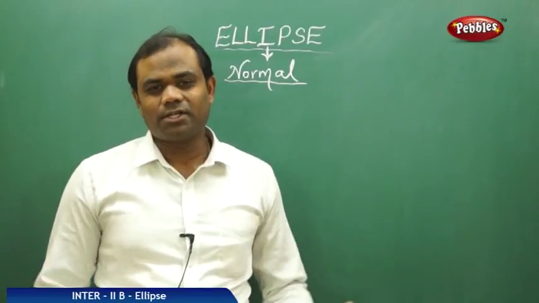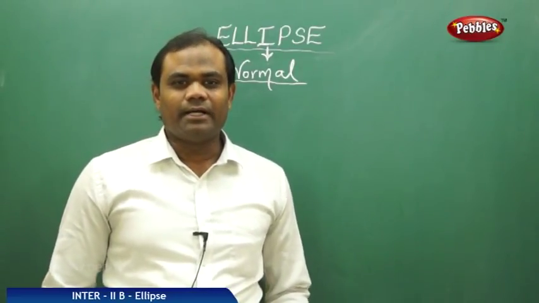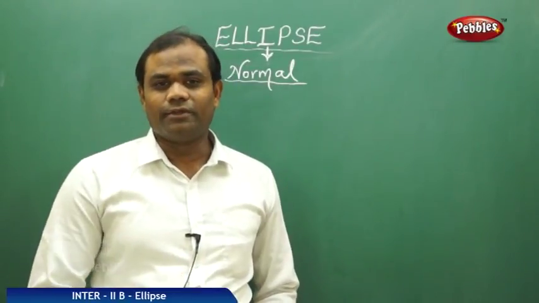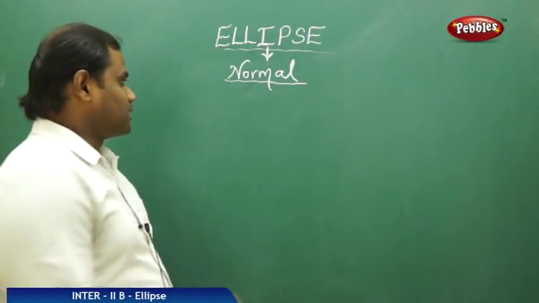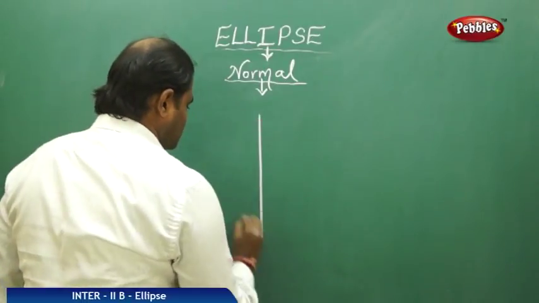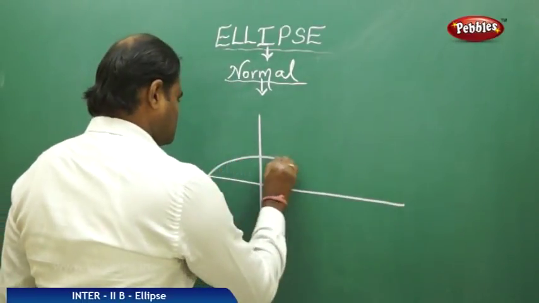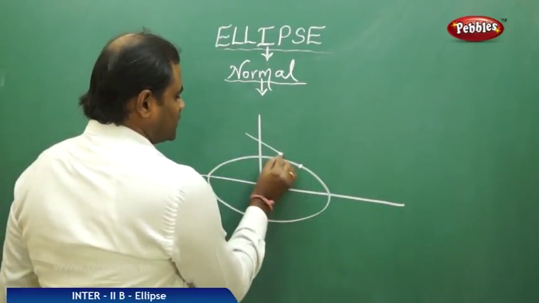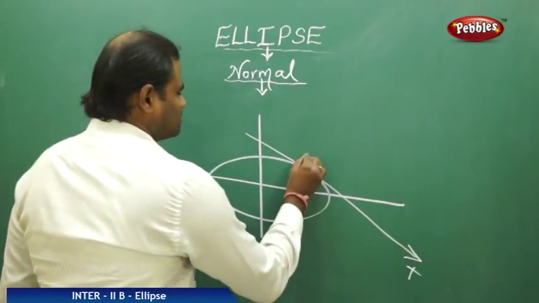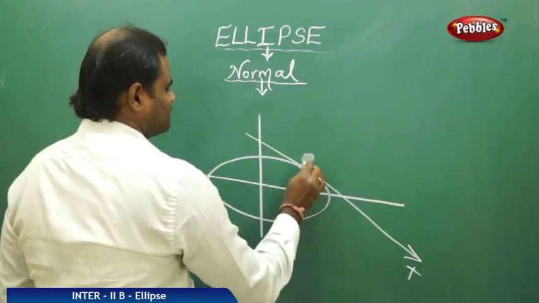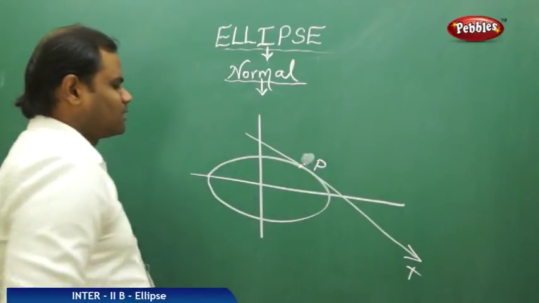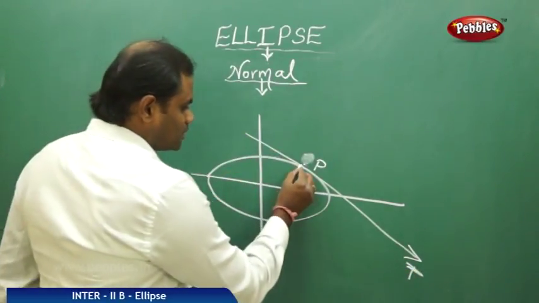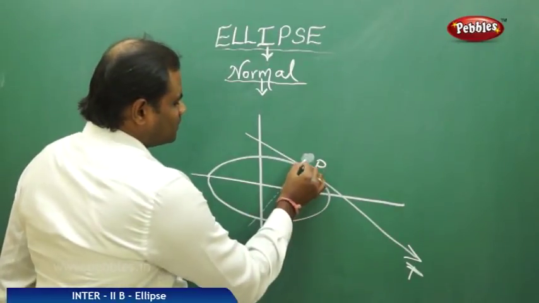Normal to the ellipse. What is a normal? As we have seen in the circle, a normal is a line which is perpendicular to the tangent and passes through the point of contact. Here also we define the normal in a similar manner. Say, for example, I have an ellipse and a tangent at the point P. Then the normal is the line which is perpendicular to the tangent and passing through P.